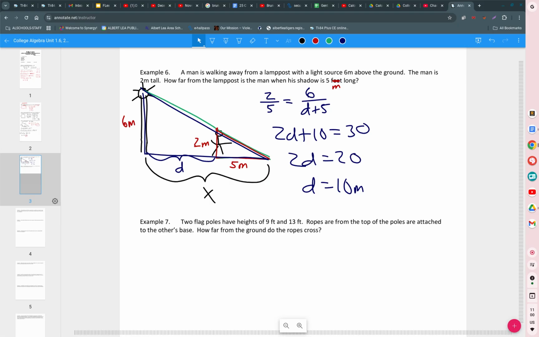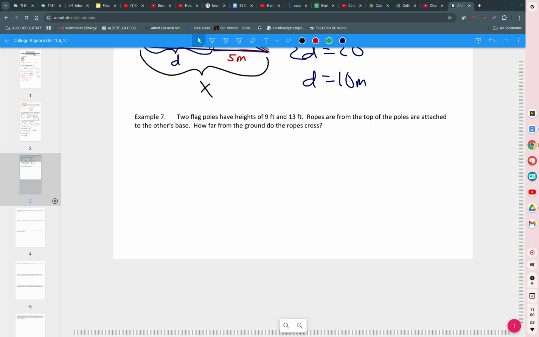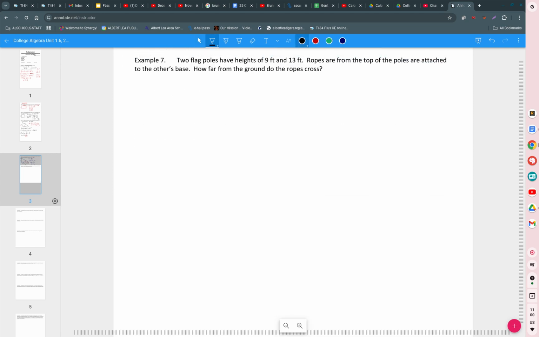We have one more right here, our last problem of the day. I love this problem. One of my favorites in all history. I have two flagpoles. One has a height of 9 feet. The other has a height of 13 feet. Some crazy kid went up and tied a rope from the top of that one down to the base of the other. And then some other good climber climbed the 9-foot pole and tied a rope from the top and strung down to the bottom of the other.